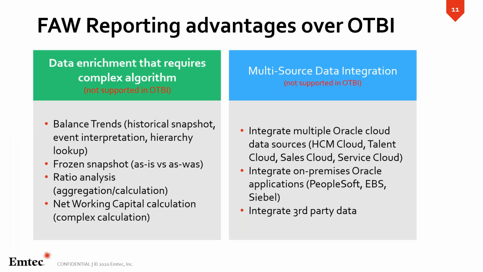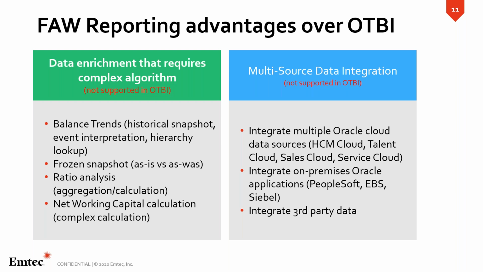The chief advantage is when I look at what's available with FAW versus OTBI. And again, this is not to say that you don't need OTBI when you have FAW. Absolutely, OTBI serves a very valid and very useful purpose for what it does. But I think the advantages come forward, and it shows that they have two separate use cases, where you need complex algorithms or data enrichment for complex algorithms. That could be historical trends, balance trends, for example.